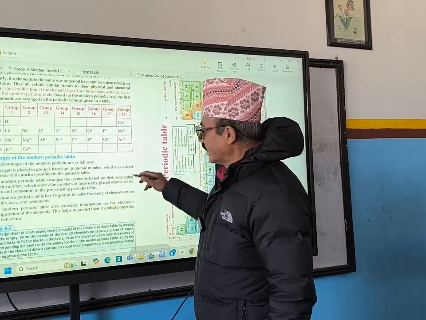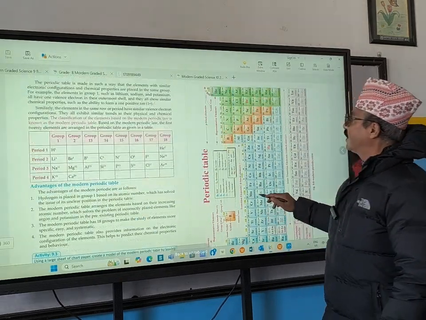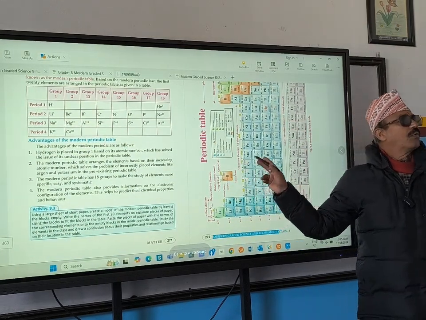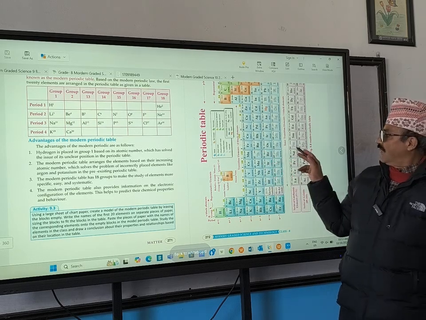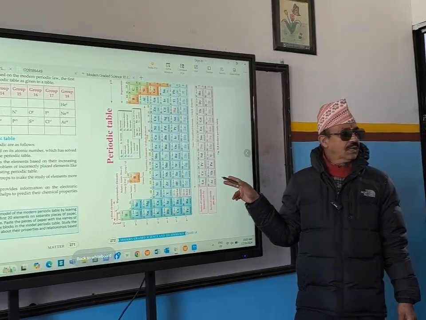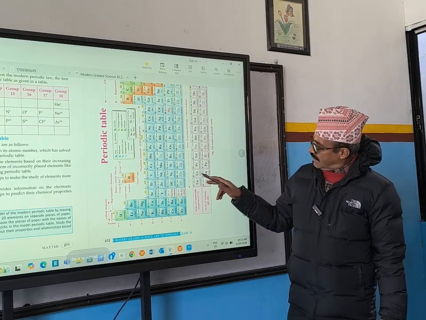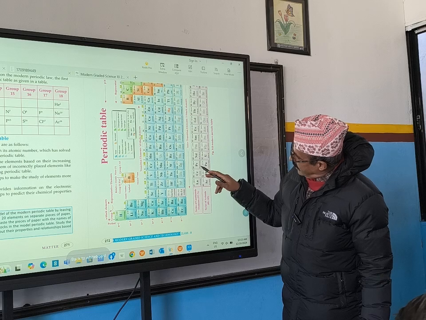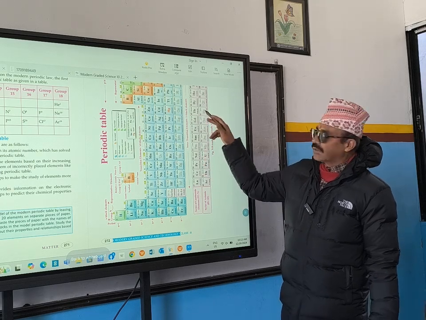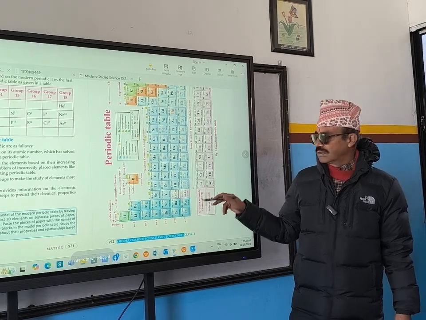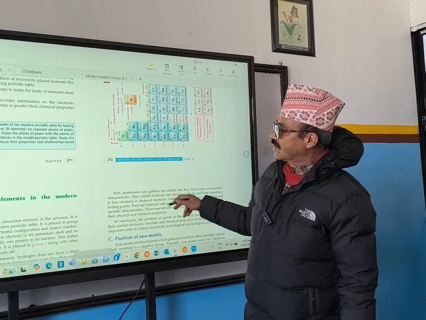So next, this is the long form of the modern periodic table. Some elements are kept down also. You can see lanthanum, cerium, Pr, Nd, Pm, something like that. These elements again have similar characteristics.